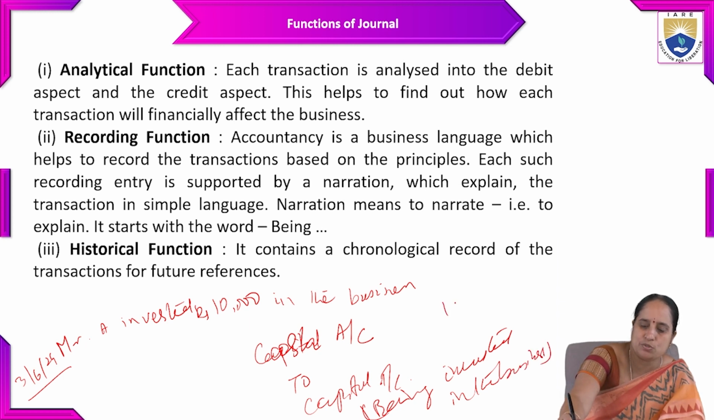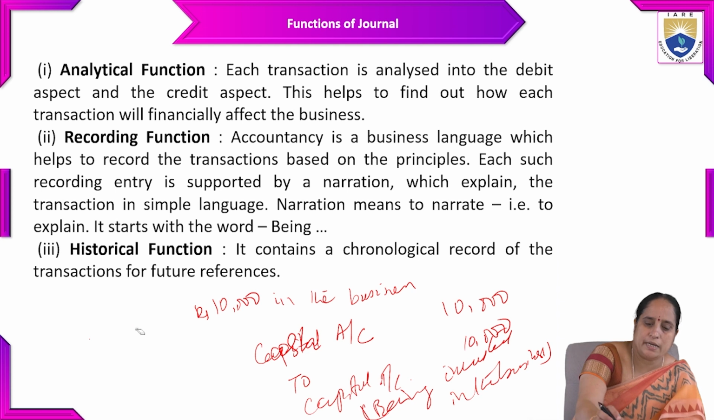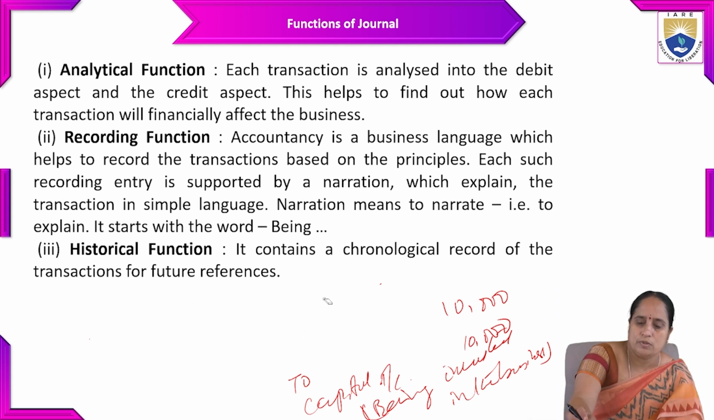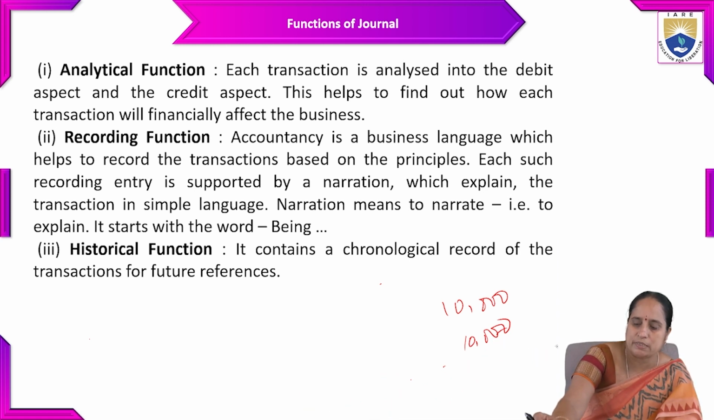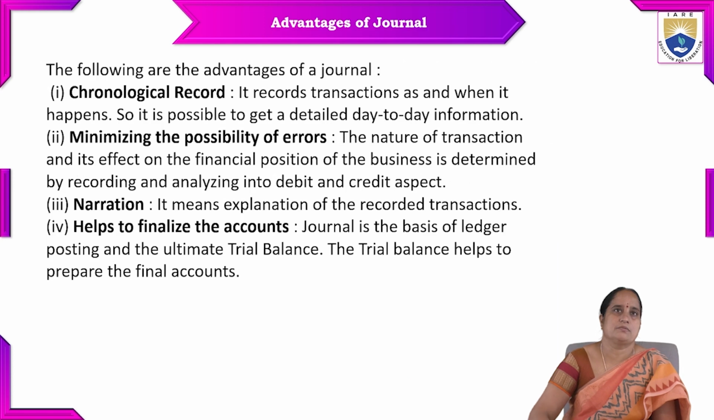So like this we used to narrate each and every transaction in the accounts. That is known as recording function. How we are going to record, and we used to give clarity on the transaction, what type of transaction, on which date, and how much amount. So that we used to specify in the books of journal. The third function is historical function. It contains a chronological record of the transactions for future references.